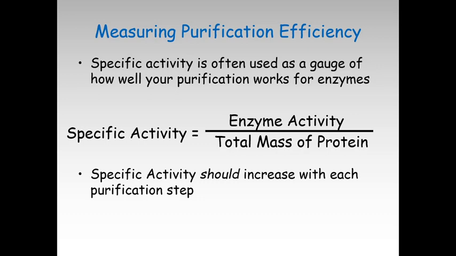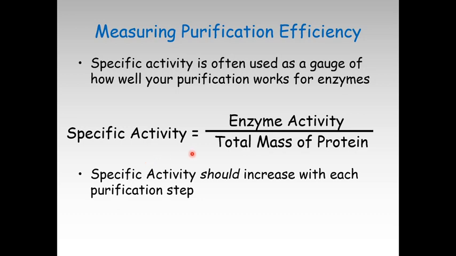Once you purify your protein, and if your protein is an enzyme, you can use specific activity to measure your purification efficiency. Specific activity is often used as a gauge of how well your purification works, especially for enzymes. Specific activity is given as the number of enzyme units per milligram of total protein. Right? Enzyme activity divided by total mass of protein.